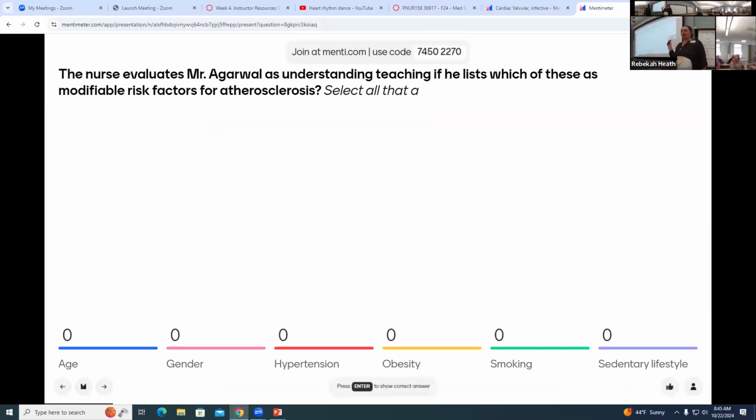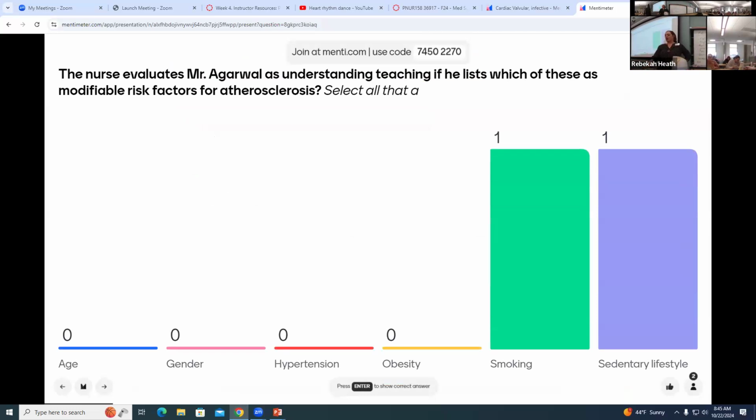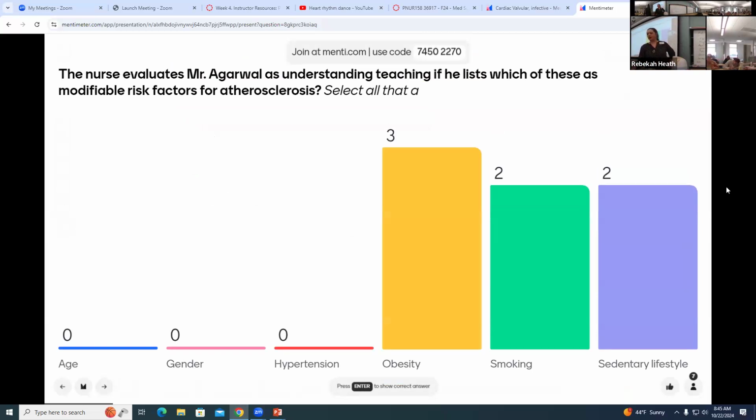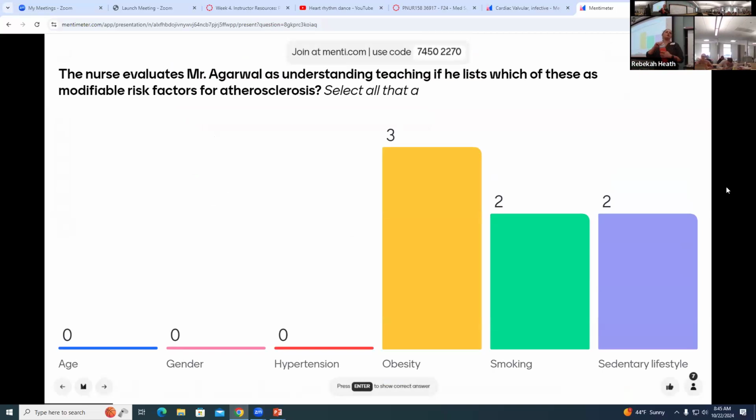But what can we modify? So if Mr. Argwal lists which of these as modifiable risk factors, we'll know whether he understands our teaching. So select all that apply. Which of these are modifiable risk factors? It only lets us choose one. Good grief, I thought I fixed that. Sorry, guys. We'll choose whichever one strikes your fancy.